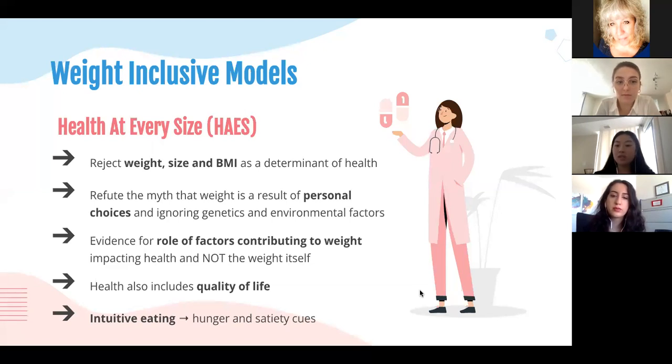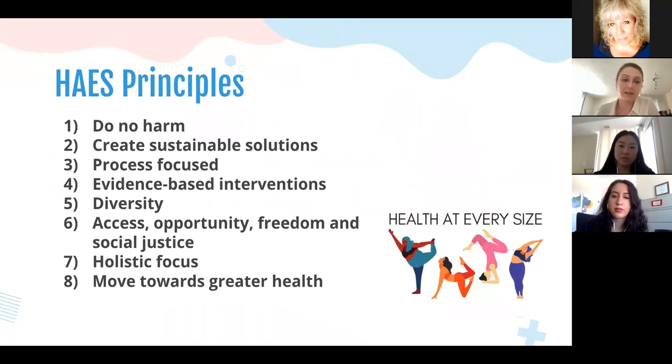And last but most definitely not least, encourage intuitive eating. Tell your patients to honor their hunger and satiety cues and listen to what their body is asking for. So these are the 8 principles outlined in the HAES approach. Do not harm, create sustainable and long-term solutions, keep a process focus rather than a day-to-day or end goal focus, provide interventions that have been backed up by evidence-based science, practice diversity and provide care that is unique to each patient you care for, provide access, opportunity, freedom, and social justice for your patients, keep a holistic focus and approach, and move towards a greater health for your patient.